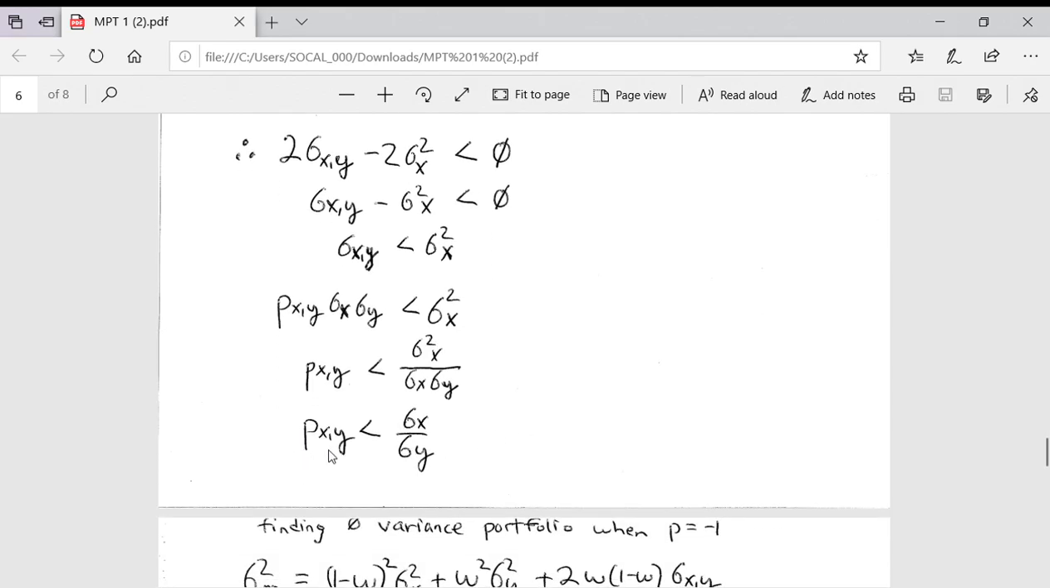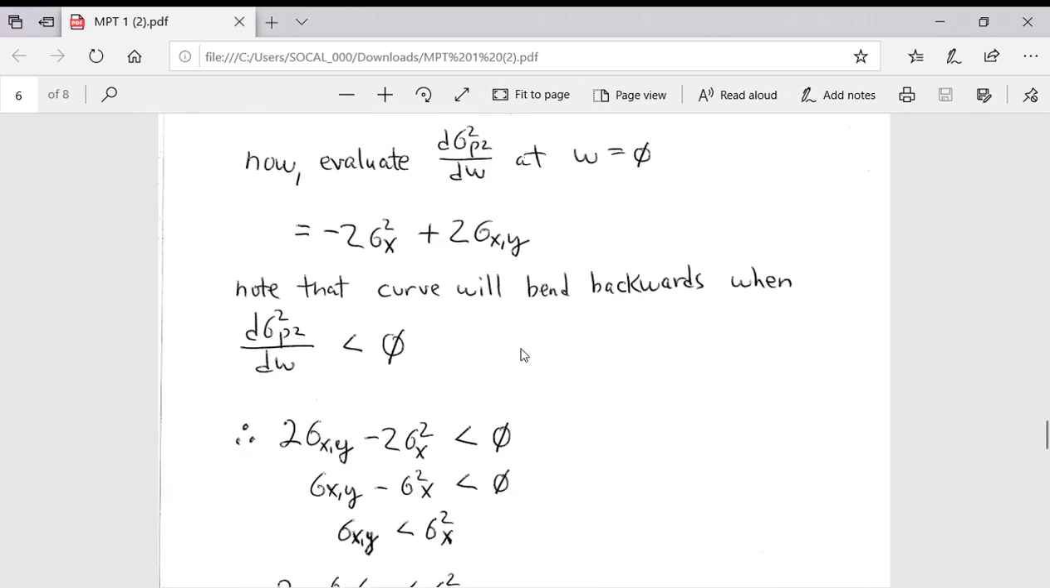The correlation coefficient between x and y is less than the ratio of standard deviation of x's returns to standard deviation of y's returns, and that is the condition necessary for the feasible set to bend backwards, that is, to exhibit a negative slope initially as you begin to add the riskier, higher return y to the lower risk, lower return x. And that's our first proof.